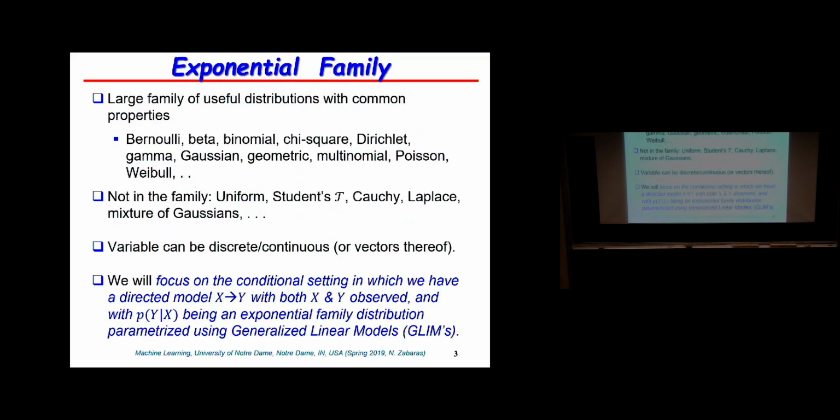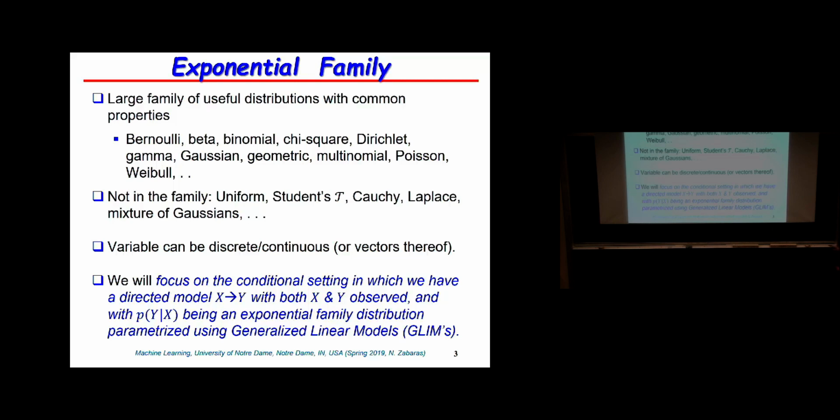So what type of distributions are in the exponential family? I wrote some here: Bernoulli, beta, binomial, chi-squared, Dirichlet, gamma, Gaussian, geometric, multinomial, Poisson, etc. Things like the Cauchy distribution, student T, Laplace, a mixture of Gaussians, even the uniform distribution are not in the exponential family. If you go to Wikipedia and type exponential family, you will get a very nice table that gives you all the information about all the distributions that are in the exponential family.